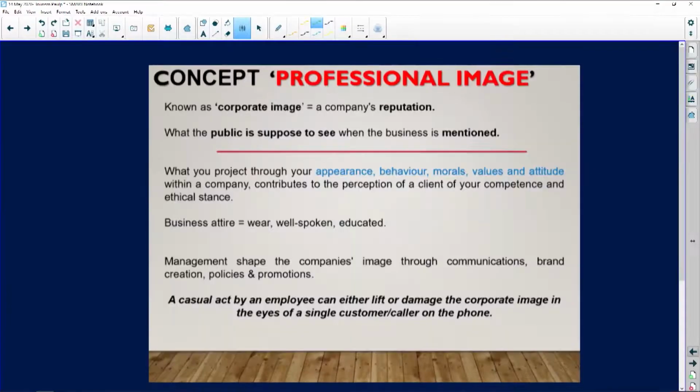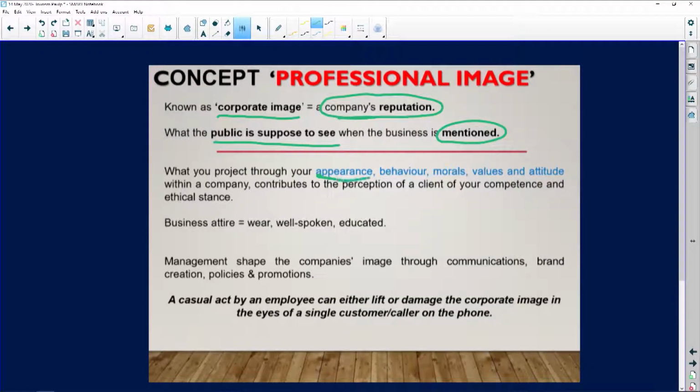All right. So the concept, professional image in the business. We all know it is our corporate image, which also links directly to the reputation. That's another synonym that you can take with you there. So what the public is supposed to see when you mention the name of the business is basically what corporate image or professional image is all about. Now we're quickly going to have a look at what else affects a corporate image.